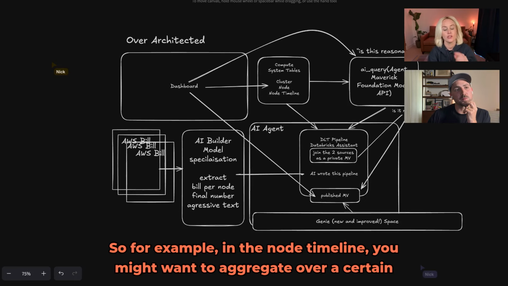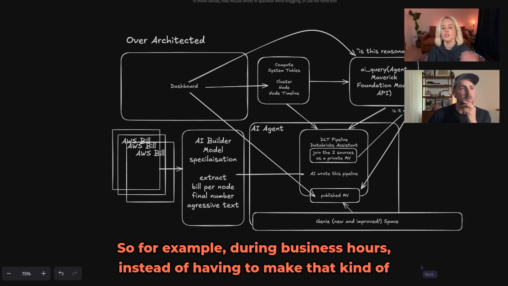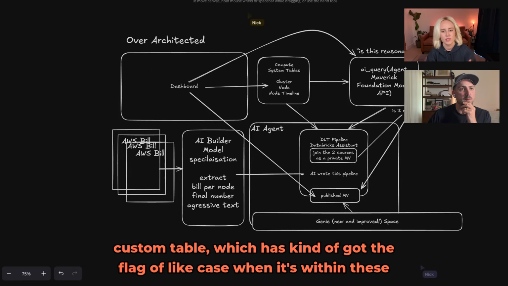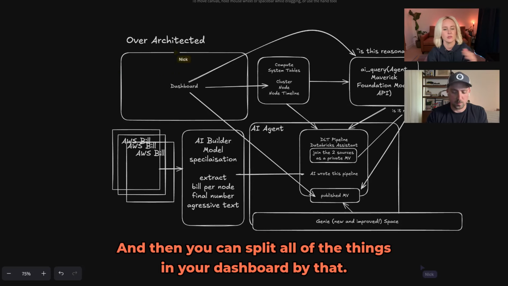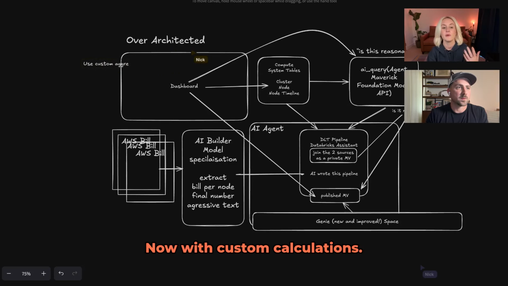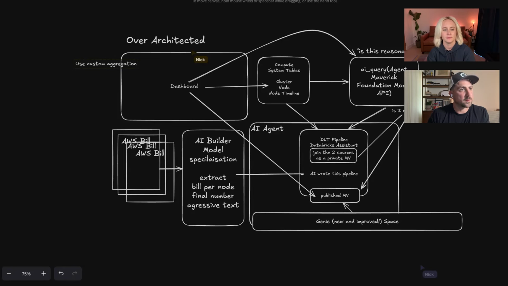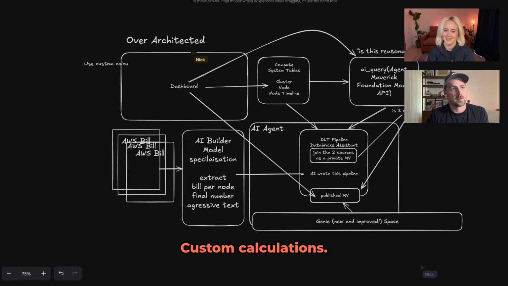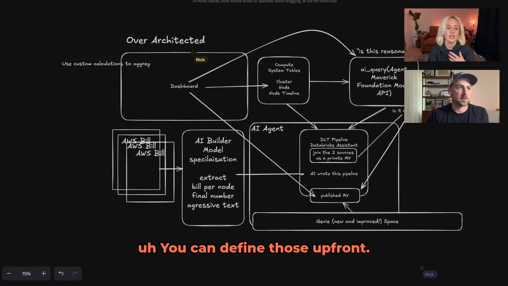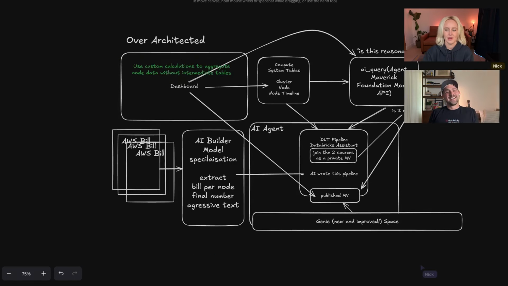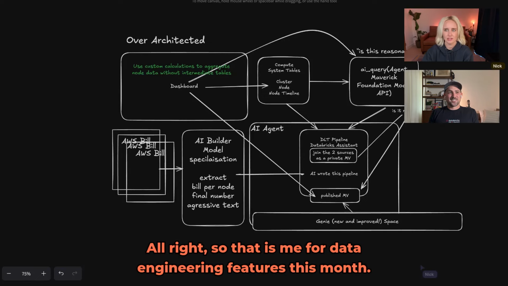Should we talk maybe a little bit seriously about how we could use our new custom aggregations? So, for example, in the node timeline, you might want to aggregate over a certain time of day. So, for example, during business hours, instead of having to make a custom table, which has the flag of case when it's within these hours, then it's business, else it's not business, and then you can split all of the things in your dashboard by that. Now with custom calculations, you can define those up front. Easy peasy. All right, so that is me for data engineering features this month.